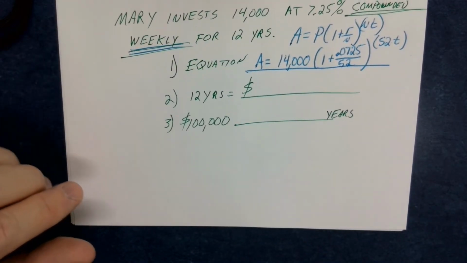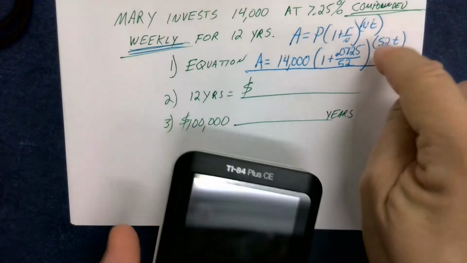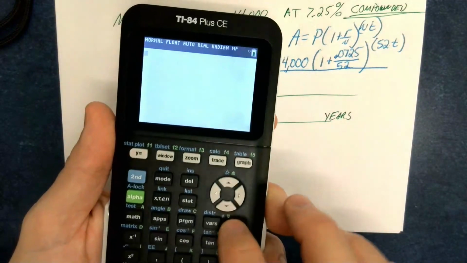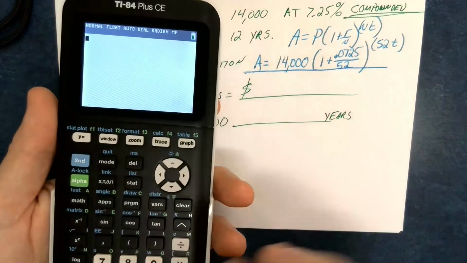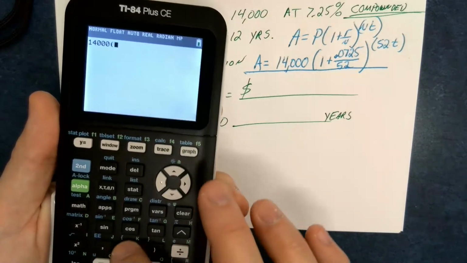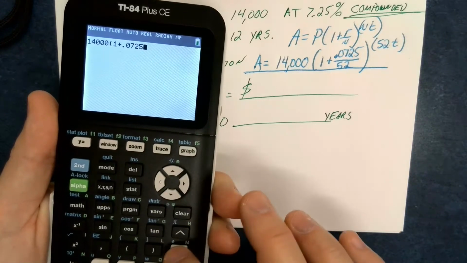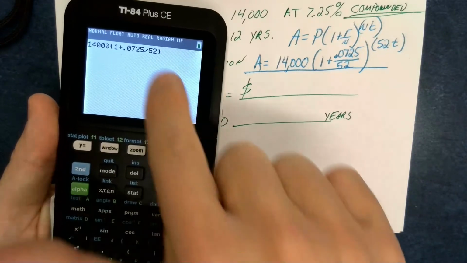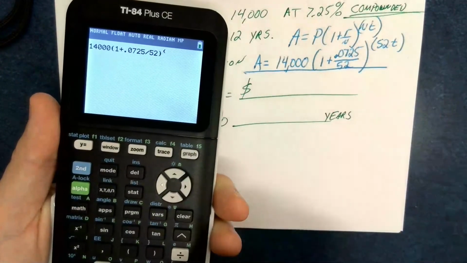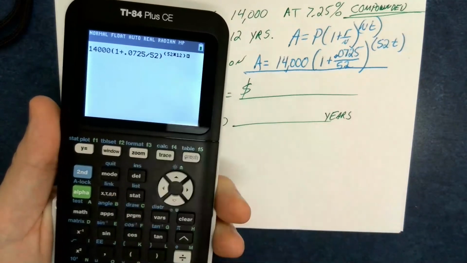Good deal. At this point, I'm going to go ahead and do number 2 since we all have that same equation. I'm just simply going to type this into my calculator and plug 12 in for the number of years. So 14,000 parentheses 1 plus 0.0725 divided by 52 close parentheses raised to the parentheses 52 times 12 close parentheses.